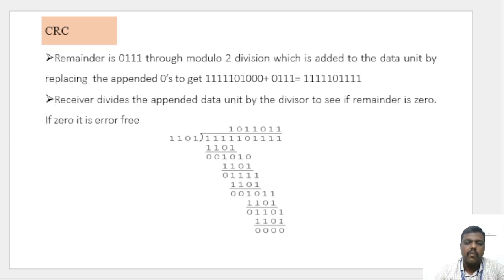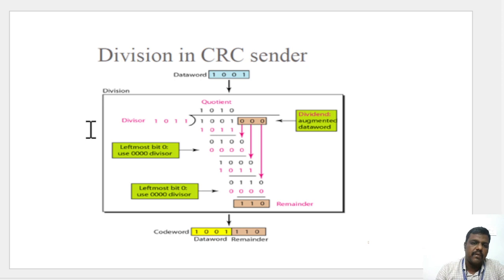This CRC 111 is added here and transferred to the receiver end. In the receiver we perform the same binary division and find the remainder, which is 0. So we conclude there are no changes in the transmitted data, and the data is accepted by the receiver. Okay. So this is again the same example we have seen, explained in a diagrammatic view. We have a data polynomial.